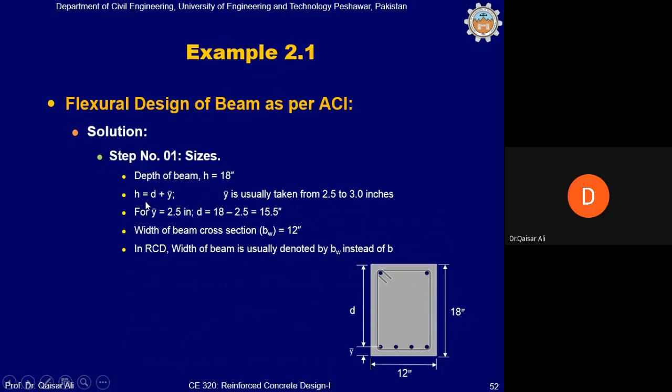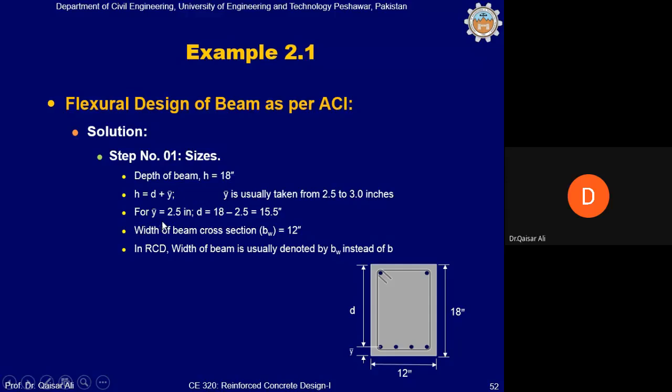And initially, we will assume some effective depth of the beam. We know that h is equal to d plus y bar. Y bar is the distance from the bottom of the beam to the centroid of the reinforcement. And y bar is usually, you should remember, taken from 2.5 to 3 inch. So if y bar is taken as 2.5 inch, then d is equal to 18 minus 2.5, equal to 15.5 inch. If you take 3 inches, how much will this become?